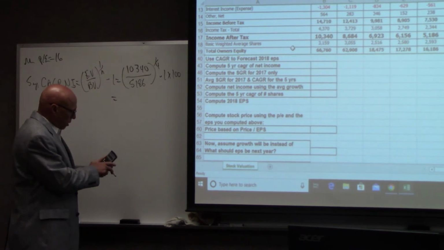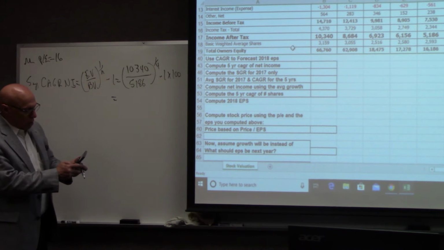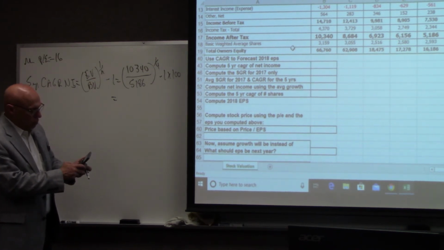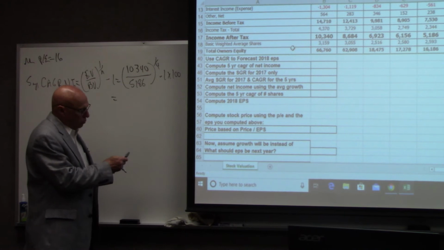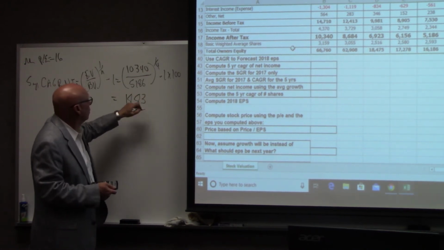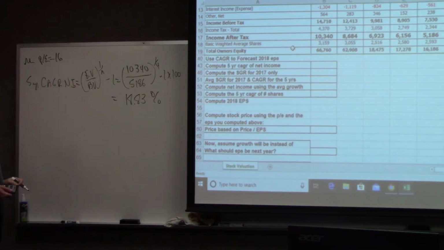So let's get our calculators out. 10,340 divided by 5186 equals, y to the x, 4, 1 over x equals, minus 1 equals, times 100 equals 18.83%. Okay?